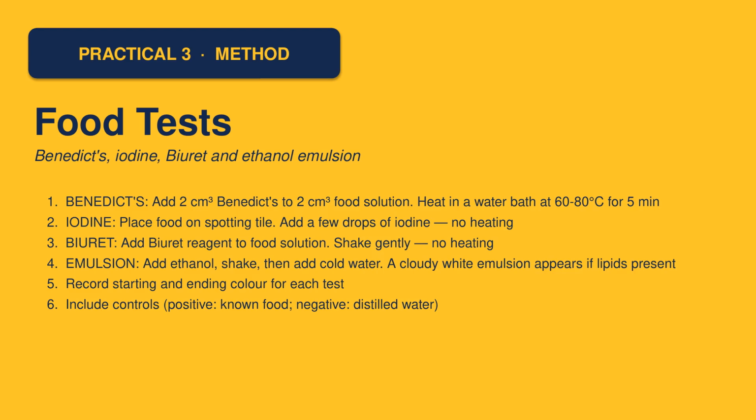Food tests. 4 to memorize. Benedict's for reducing sugars. Heat in a water bath. Blue turns brick red. Iodine for starch. No heating. Yellow-brown turns blue-black. Biuret for protein. No heating. Blue turns purple. An emulsion test for lipids. Ethanol first, then water. Cloudy white if positive. Always use a positive and a negative control, otherwise you can't trust the result.